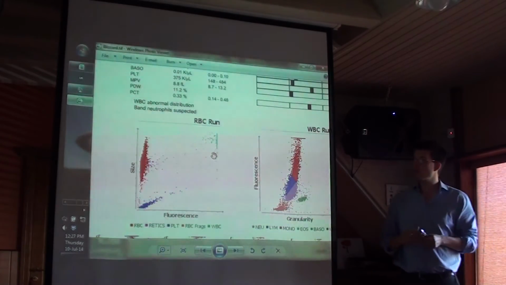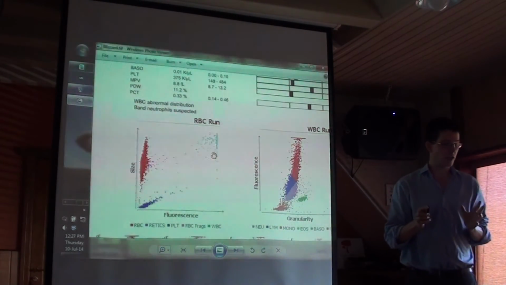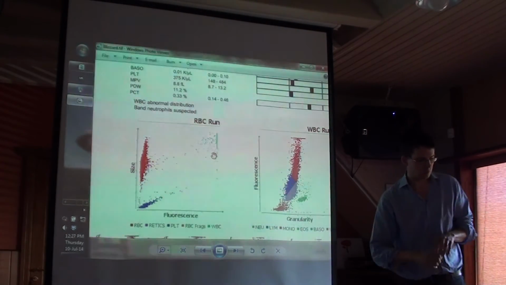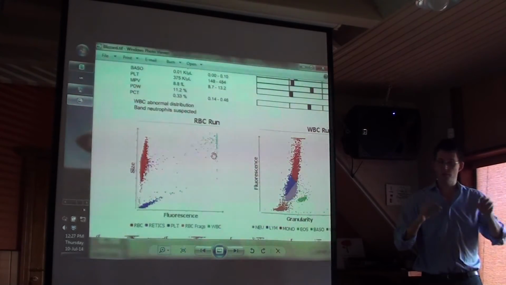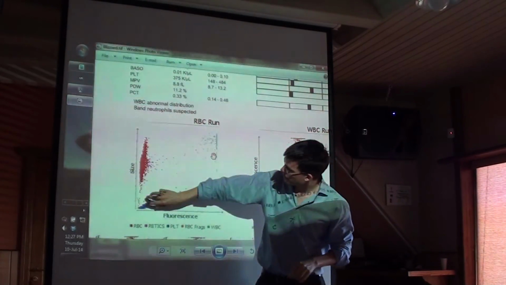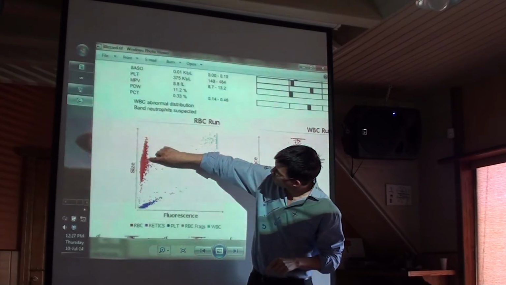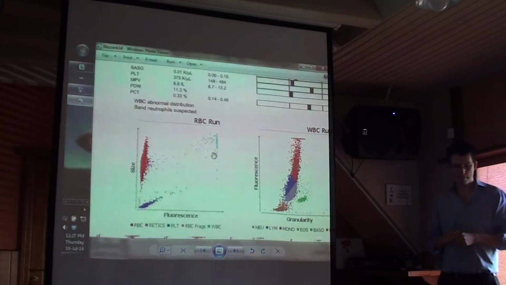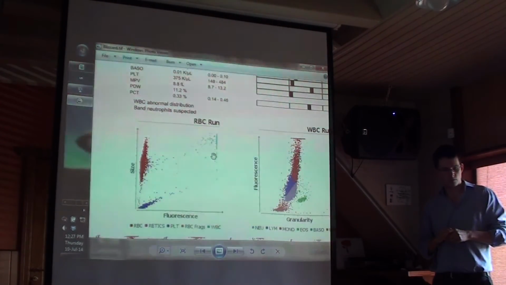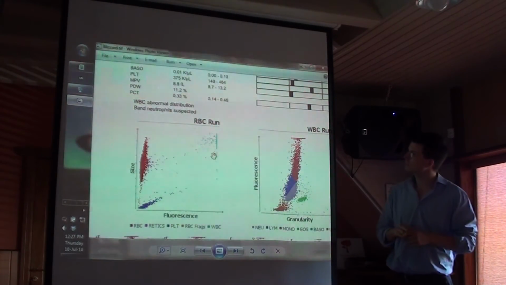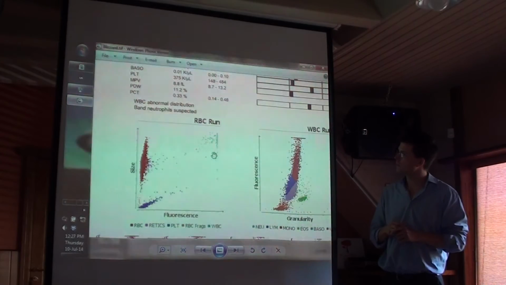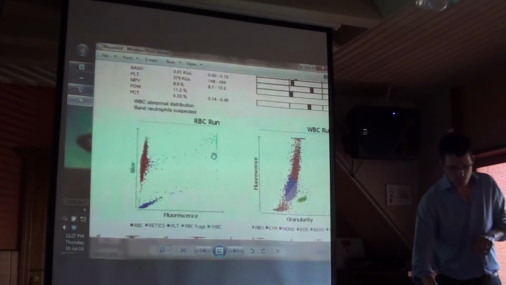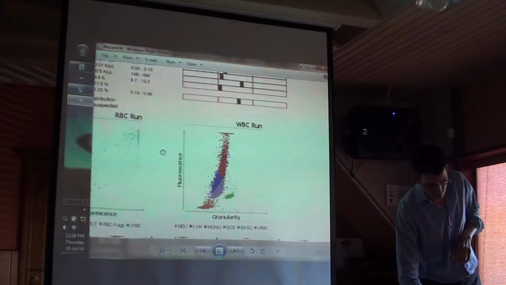So remember, with the graphical reports, you spend no longer than 10 seconds looking at them. And you were asking the question, are the clouds well separated? So here, I would say that cloud is well separated from that cloud. And although those clouds are close, they're not on top of each other. So the red cell differential is good.